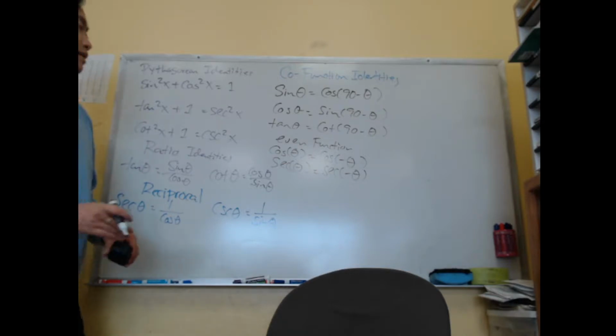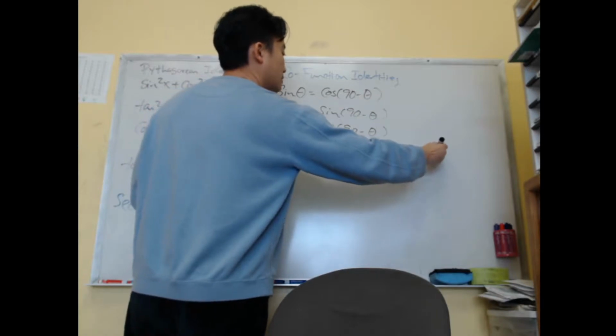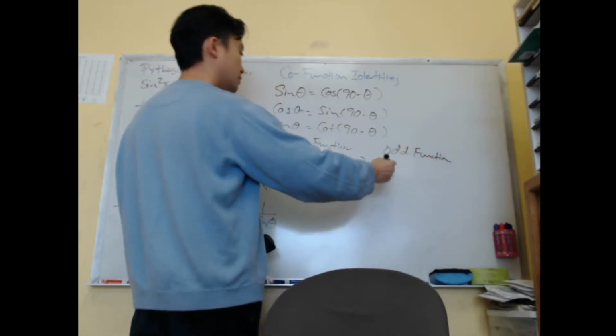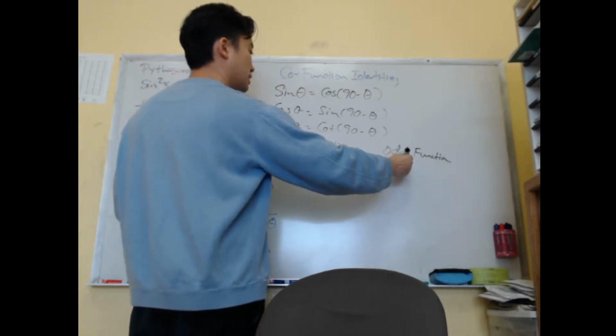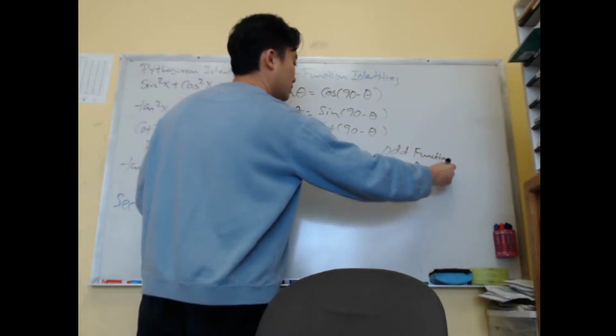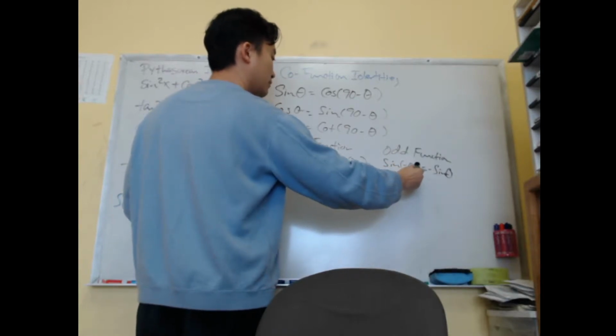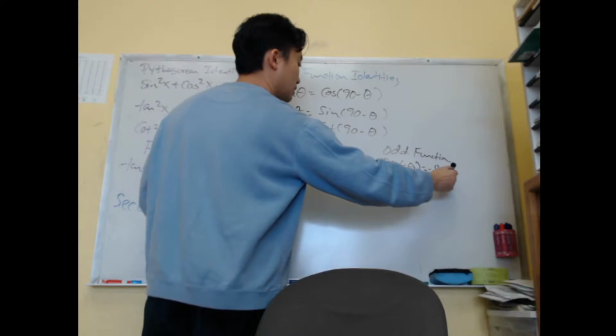Yeah. And then the odd function identities: sine, tangent, the rest of the trig functions. The sine of negative theta is negative sine theta. And then what else? Cotangent of negative theta is the same as negative cotangent theta.